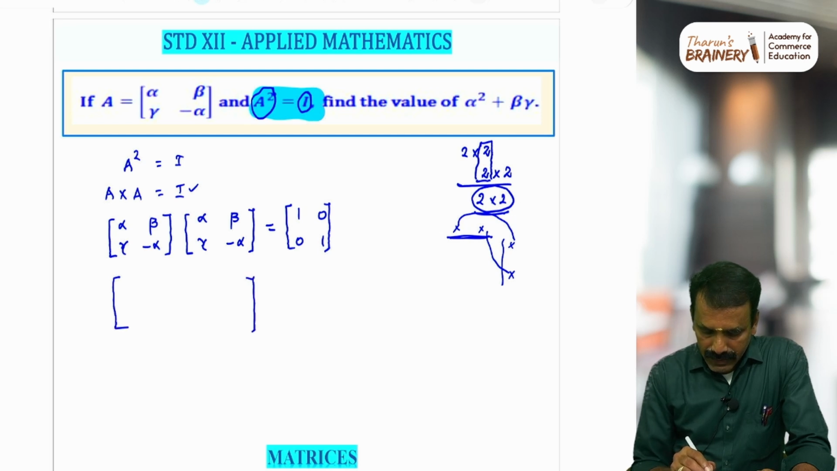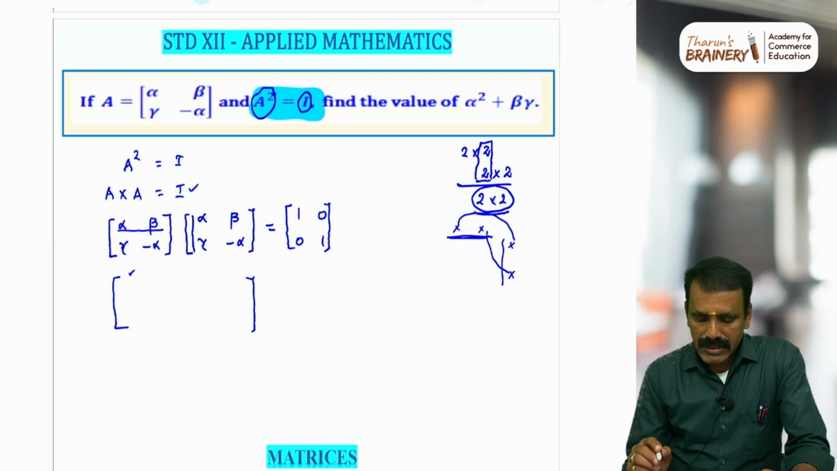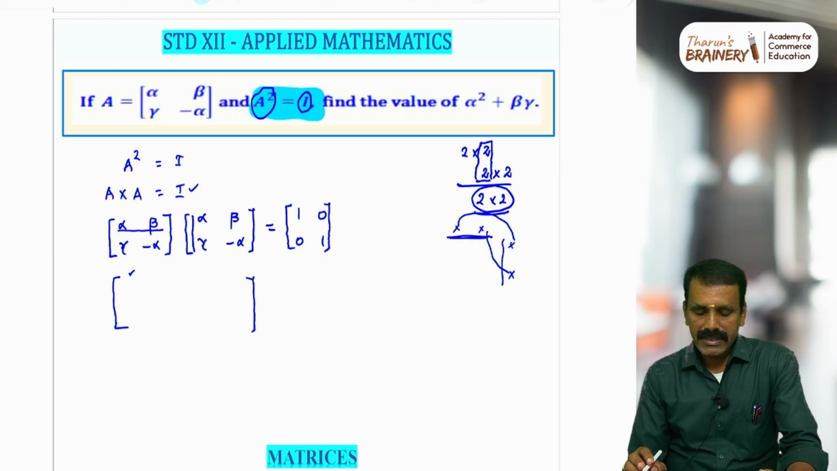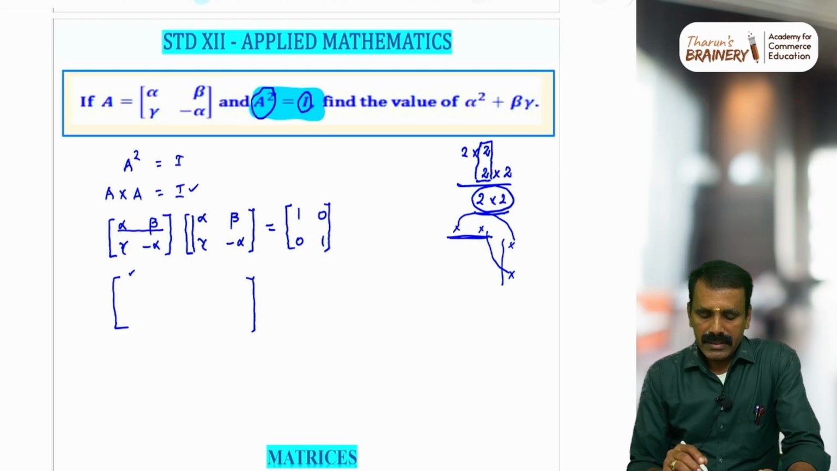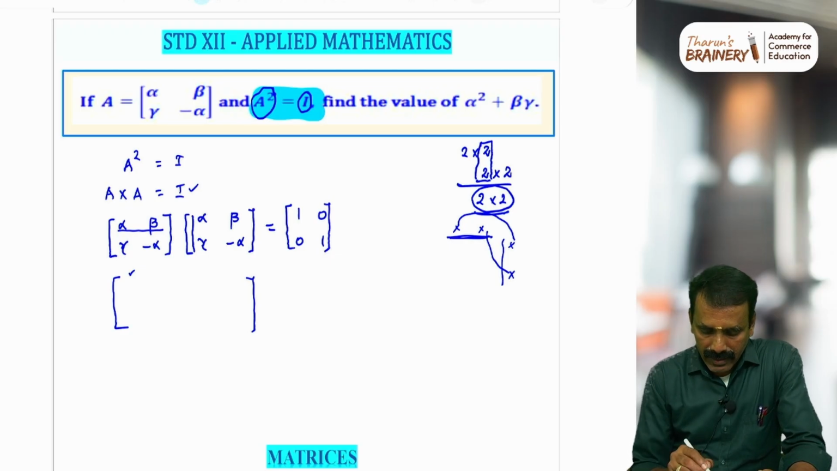So this is going to be the first row, first column element. Multiply the first row of the first matrix with the first column of the second matrix. Is it clear? So multiply alpha into alpha, alpha square, plus beta into gamma, which is nothing but beta gamma. Next, alpha beta minus beta alpha.